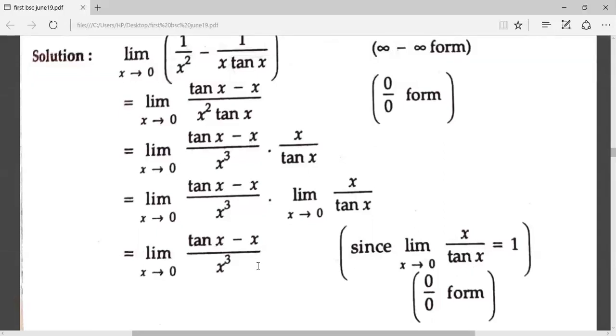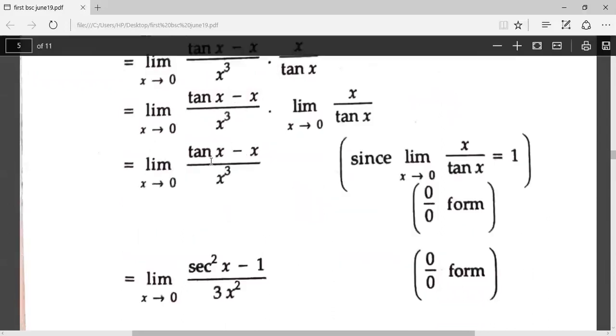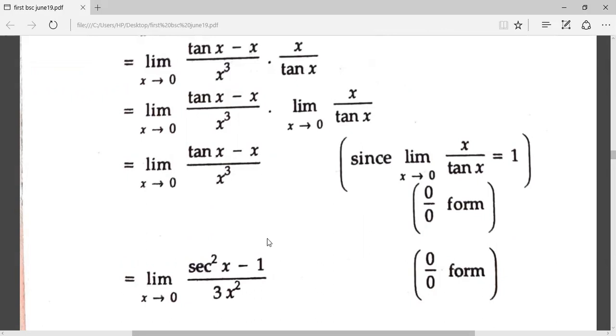Let us see again what form this is. When x is 0, tan 0 is 0, 0 minus 0 divided by 0 cube, 0. That is again 0 by 0 form. What is the differentiation of tan x? That is secant square x. Differentiation of x is 1. Divided by 3x square as x tends to 0.